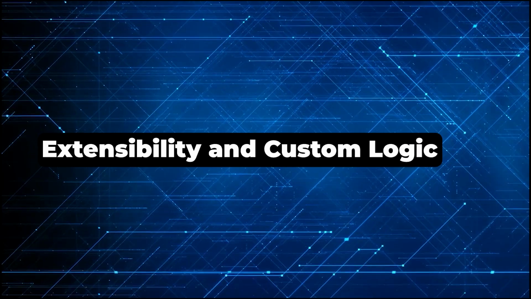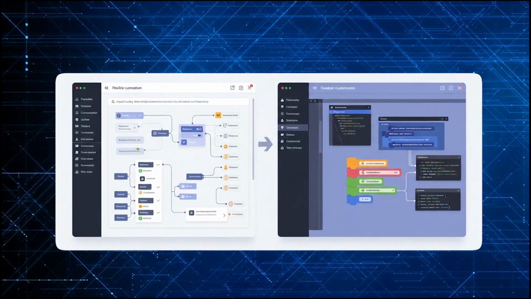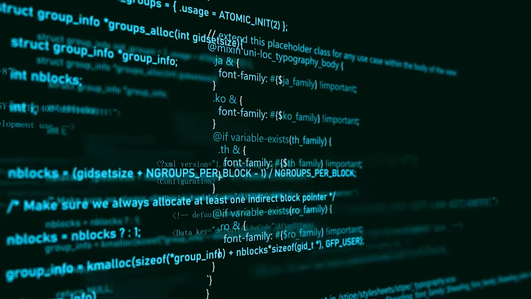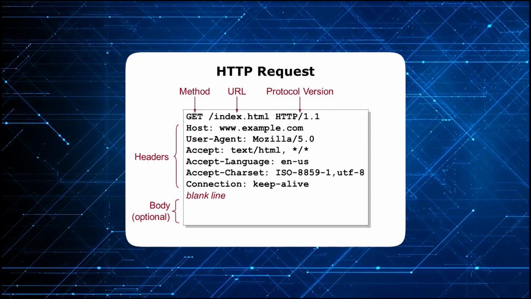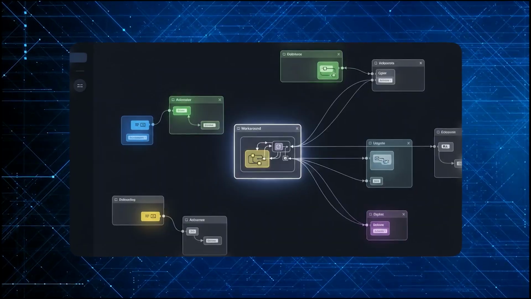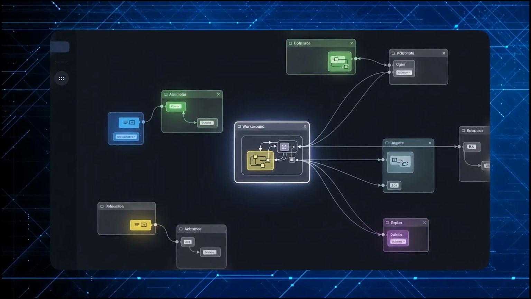Extensibility and custom logic. Both platforms allow customization, but they approach it differently. In n8n, custom logic is possible through JavaScript nodes or HTTP requests, but it is still somewhat constrained by the visual interface. Adding advanced functionality often requires workarounds within the node structure.